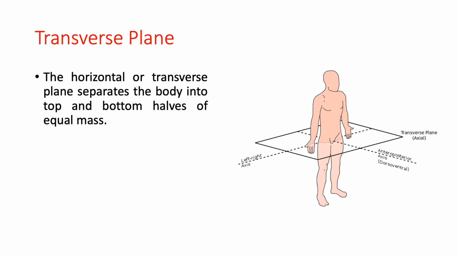Okay. Now the third plane is your transverse plane. It is also known as the horizontal plane. Now in this way, here you see the body, and now we'll pass this plane right through the middle of the body, so that we can cut the body into two equal parts, and these two equal parts are the upper part and the lower part. Okay, so this is the third plane.